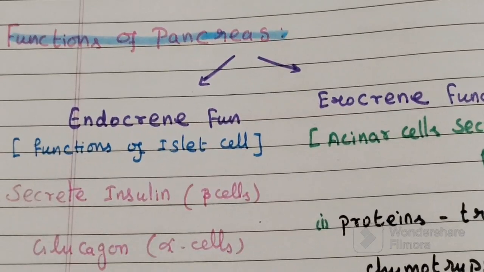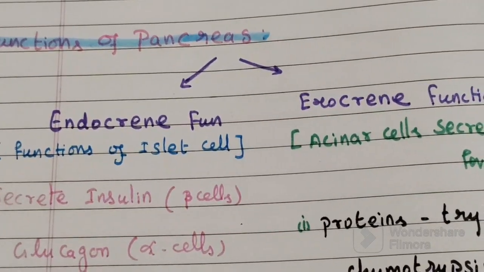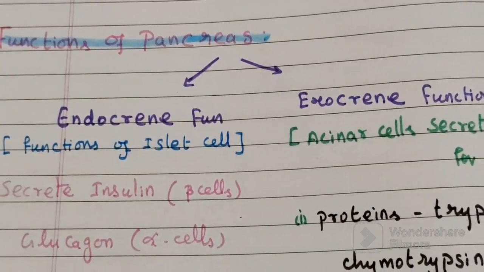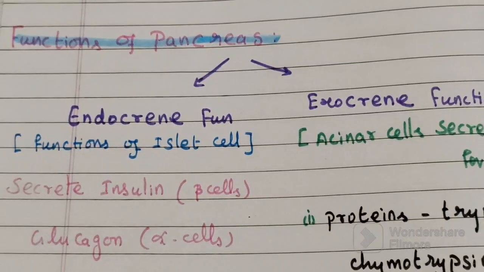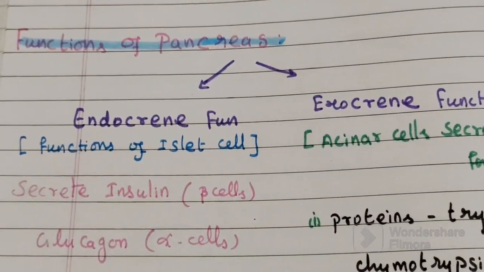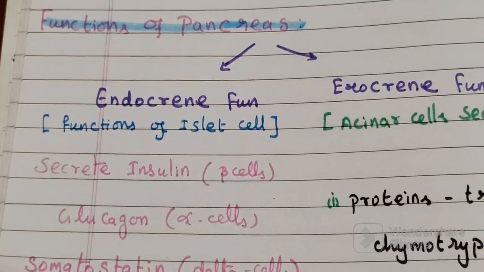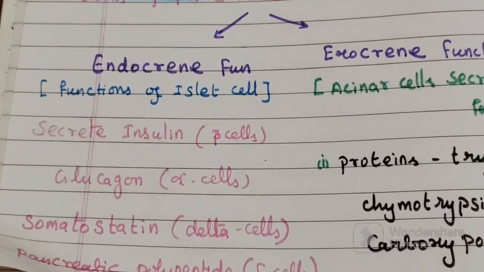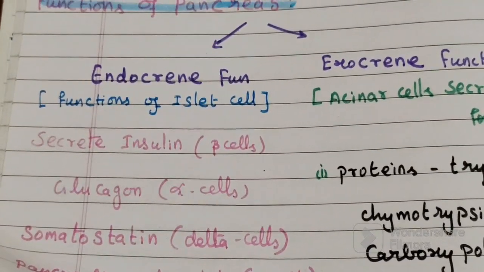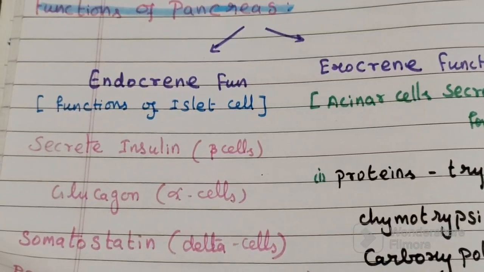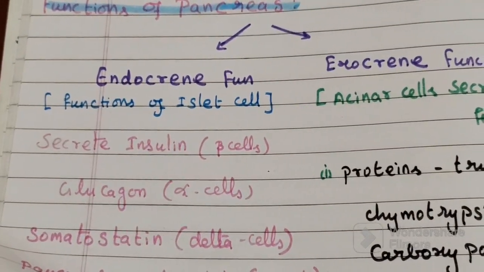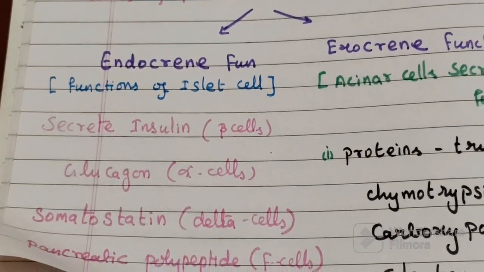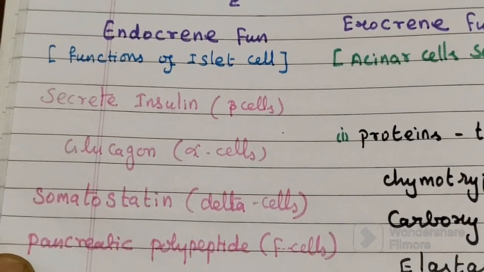Now look at the functions of the pancreas. The pancreas has two important functions, endocrine function and exocrine function. What is endocrine function? That is hormone secretion. Function of islet cells: beta cell secretes insulin, alpha cell secretes glucagon, delta cell secretes somatostatin, then F cell secretes pancreatic polypeptide.